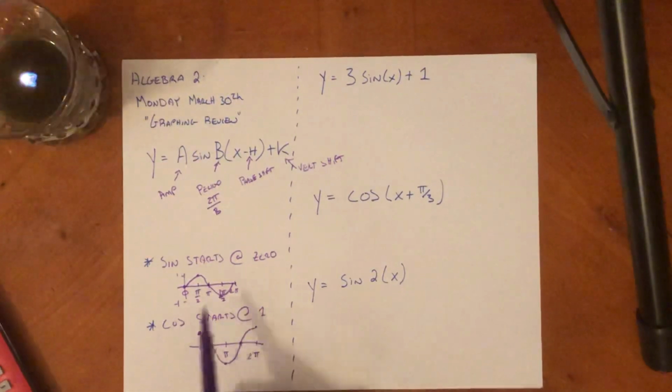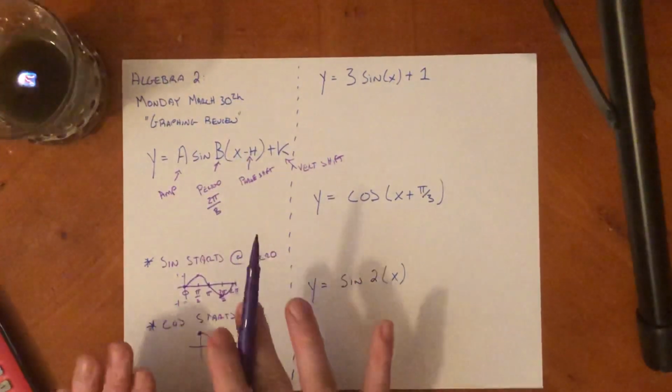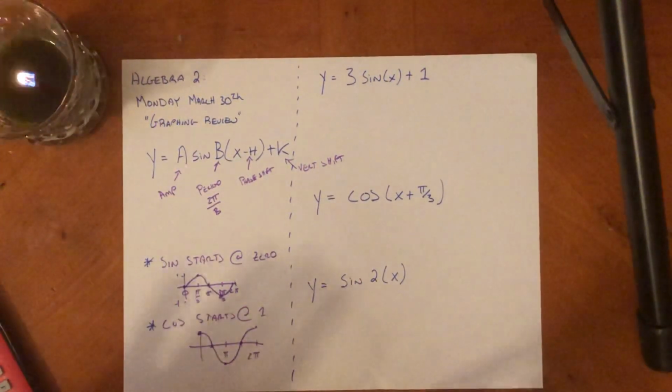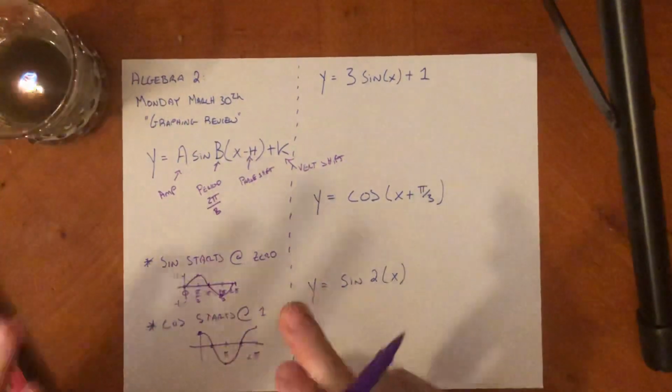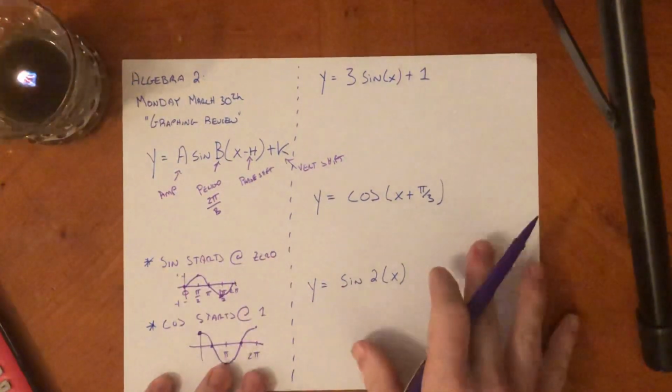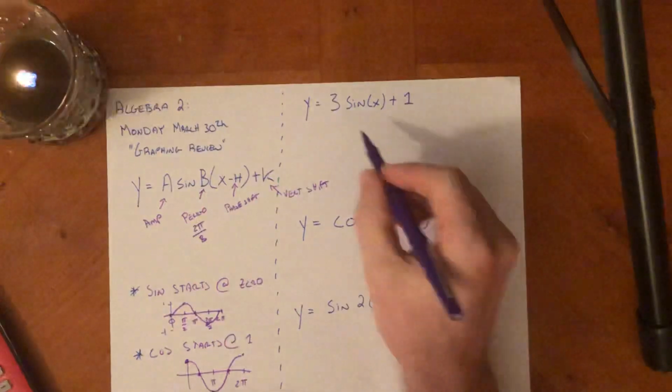And then remember, if I have a negative in front, that's not a negative amplitude, because the amplitude is always positive. It just takes the curve and flips everything. Okay, so let's do a couple examples here.